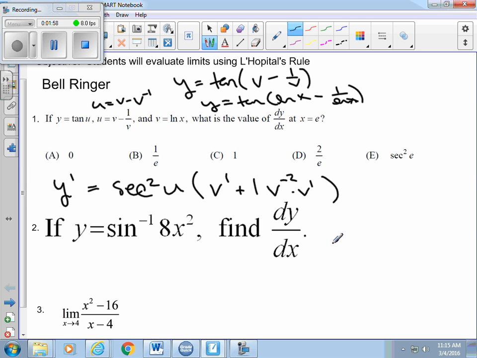Am I finished taking derivatives? Yes. And what is v prime? 1 over x. What is the derivative of natural log? It'd be the derivative of x over x. Okay, so now you may prefer just plugging it in. Does it matter? No.